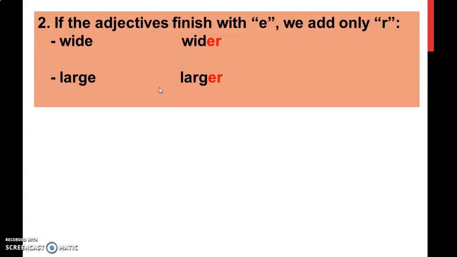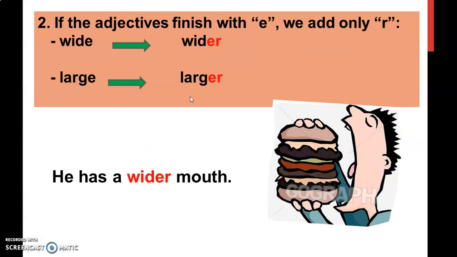Okay, let's see the second one. So the second one, if the adjectives finish with e, means they have e at the end, we add only r. For example, you have wide, look, you have e. We said wider, I added only r. Large, larger, okay? For example, he has a wider mouth, wider, okay?